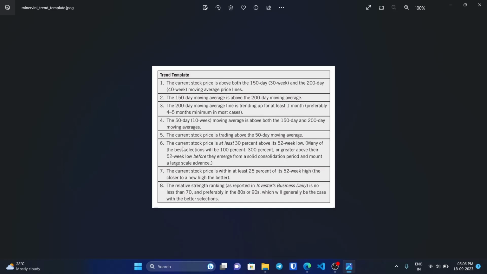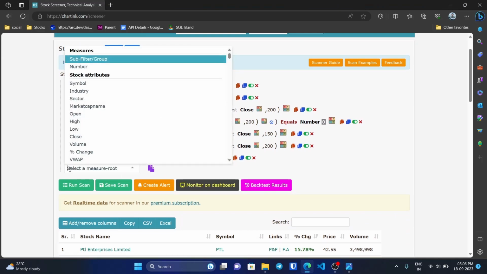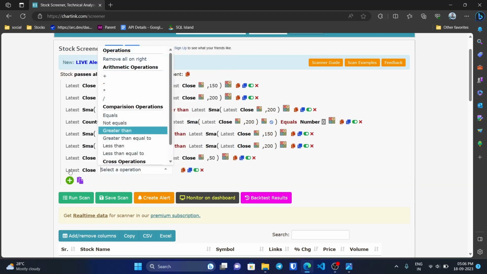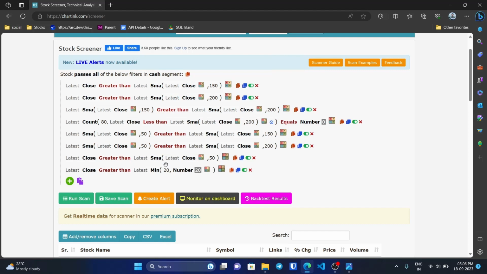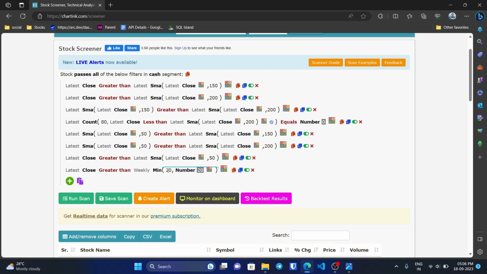Now our sixth condition is that the current stock price is at least 30% above its 52-week low. So now we will add our next condition, like our latest close greater than minimum of. We need to change here to weekly, then change the duration to 52, that is 52 weeks. Then here we need to change to the close. Okay, so this is the 52-week low.